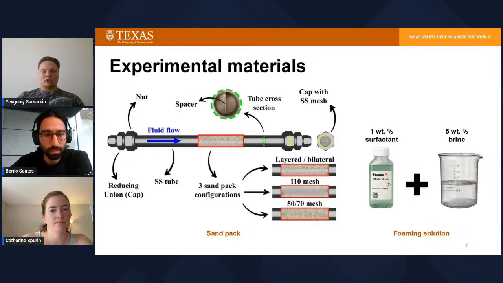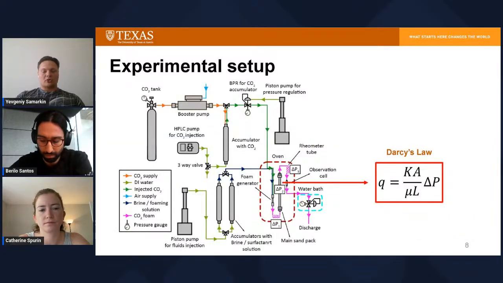Also, a few words about my foaming solution. In order to prepare that solution, I was mixing 1 weight percent surfactant, and in my case, I used STO CS 330 surfactant with 5 weight percent sodium chloride brine. So this is my experimental setup that I used for all of my experiments.